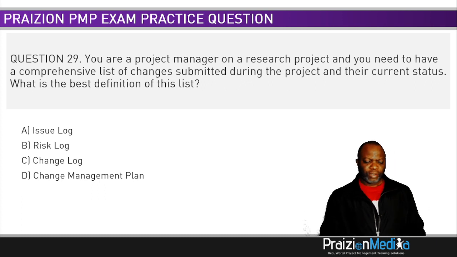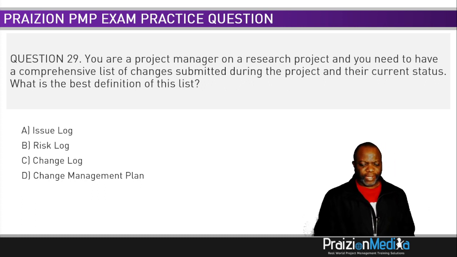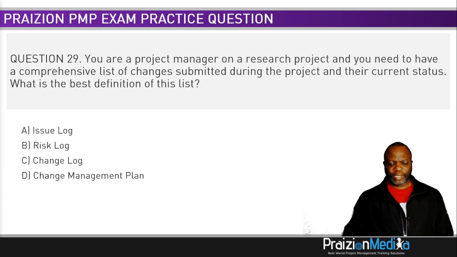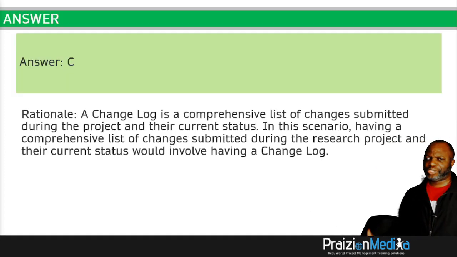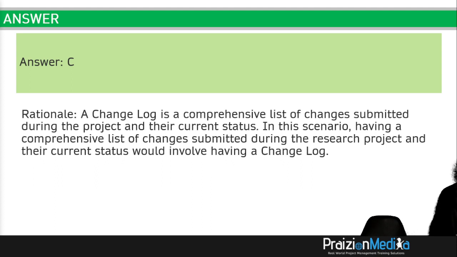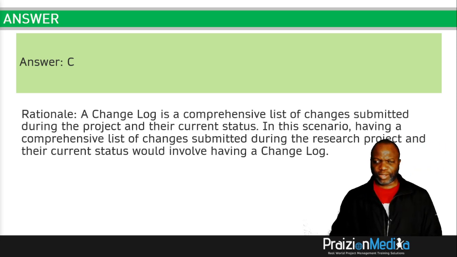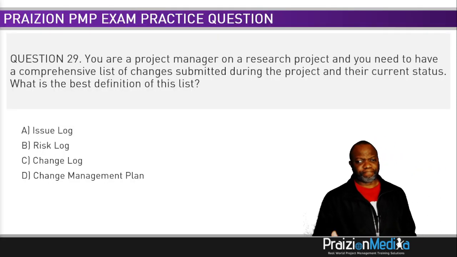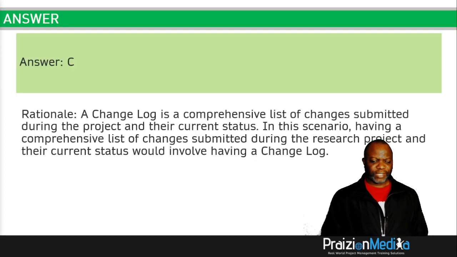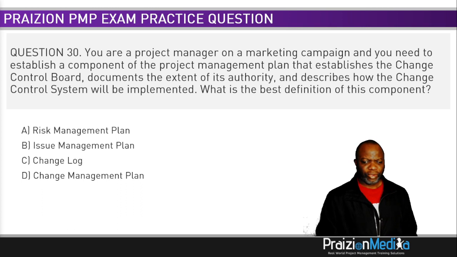Okay. So, my friends, the answer to this, it's asking for none other than a change log. Change log is a comprehensive list of changes submitted during the project and their current status. In this scenario, having a comprehensive list of changes submitted during the research project and their current status would involve having a change log. All right, so best answer to this is C. Let's move on to the next one. Question 30.